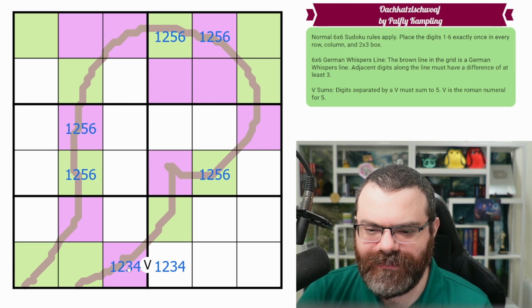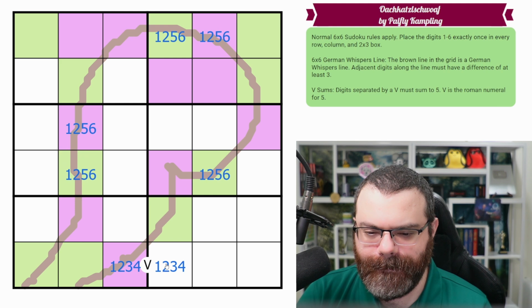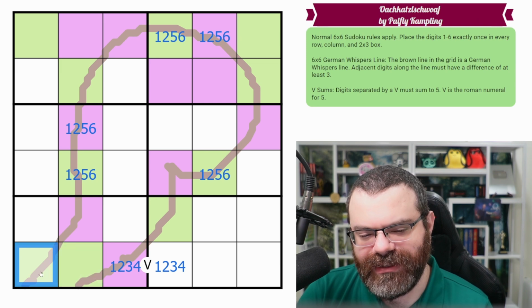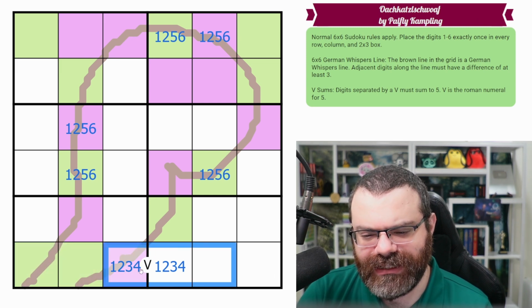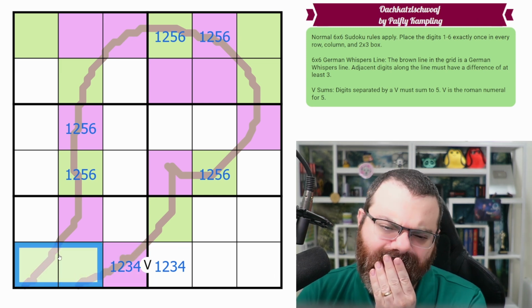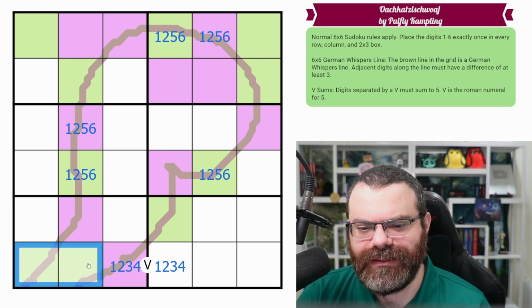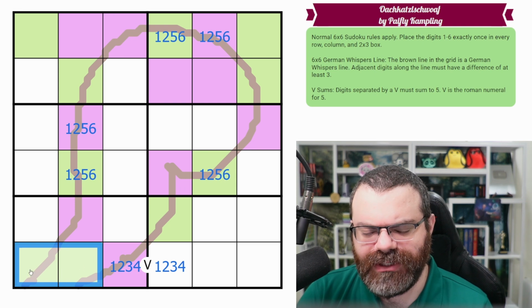Okay. What else? What am I missing then? 5, 6 is going to be interesting. Yeah, maybe we think about where 5, 6 goes in this row. I'm not sure I can argue this. I was going to say that if these were high, this would have to be 5, 6. I don't think that's true.